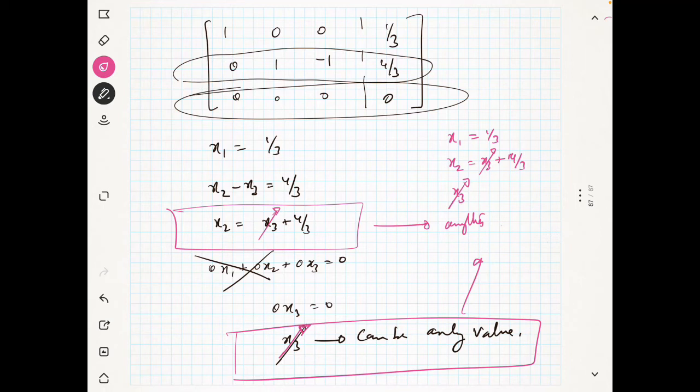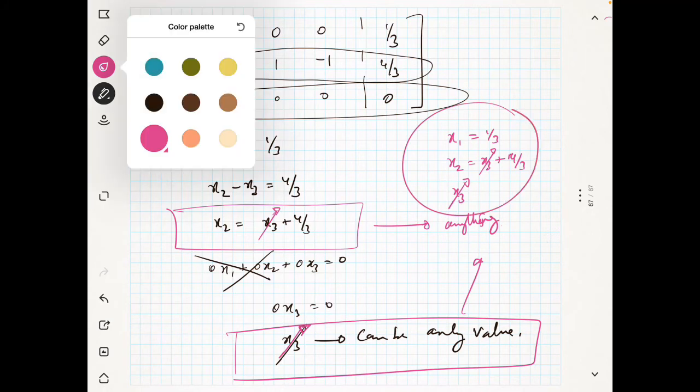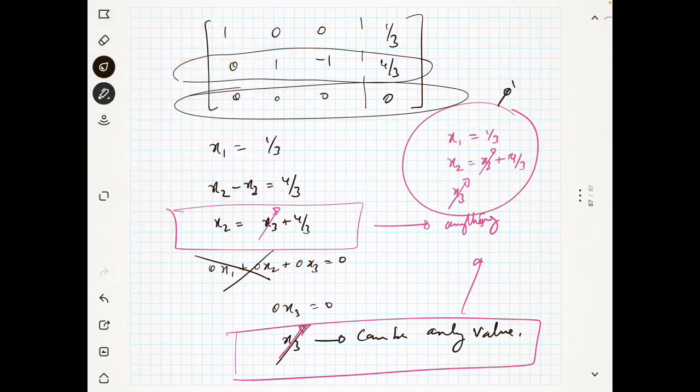If x1 is equal to 1 by 3 and suppose x3 is equal to 0, you will get one solution. If x3 is equal to 1, you will get another solution. If x3 is equal to 2, you will get another solution for x3, x2, etc. Okay, like this. So that means this can have an infinite number of solutions.